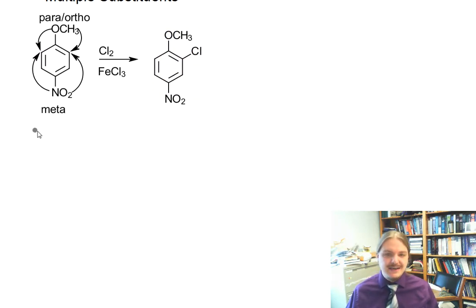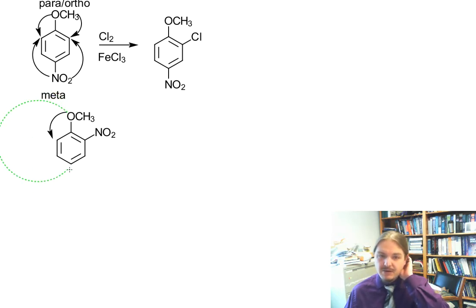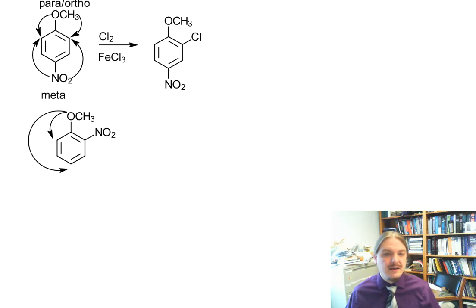Okay. In my second example, we're going to look at the same two functional groups, but they're going to be ortho to each other. And we can do the same kind of analysis, all right? So the methoxy group directs ortho. It also directs para. There's a giant arrow. I don't like this giant arrow, but I can mess with it. And it would also direct to the other ortho position, but the nitro group is there.